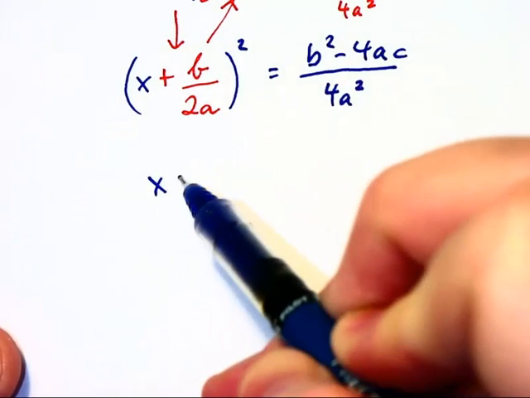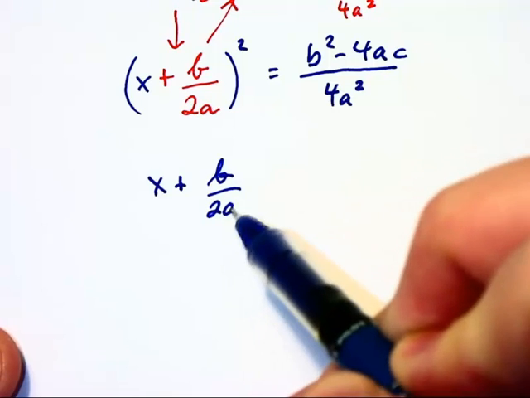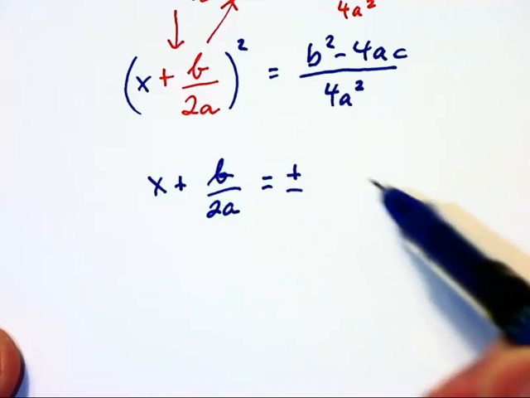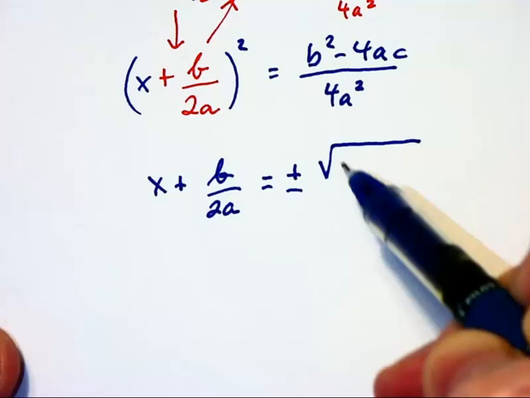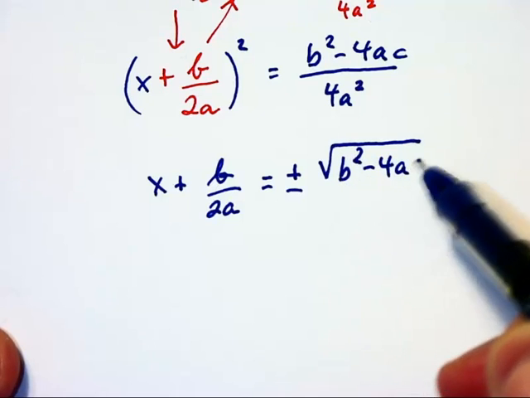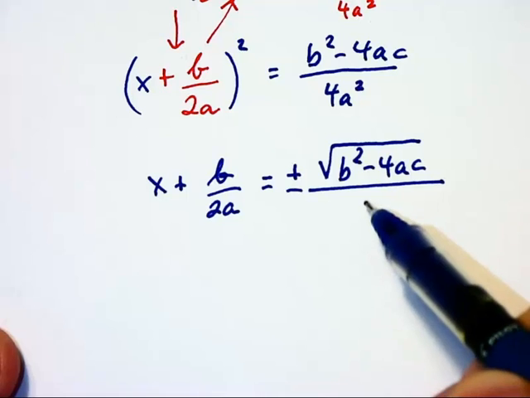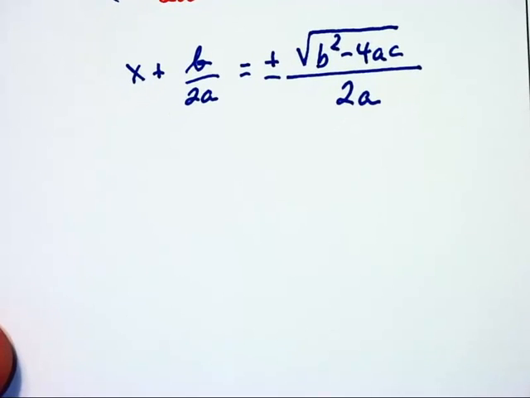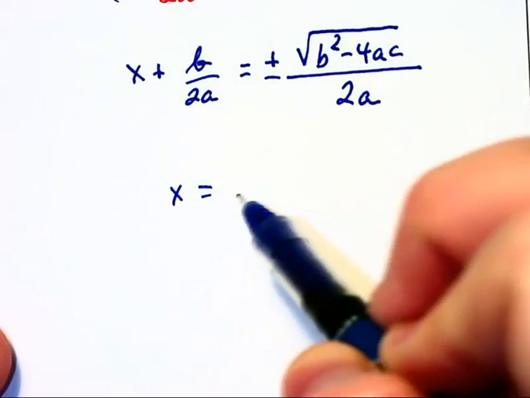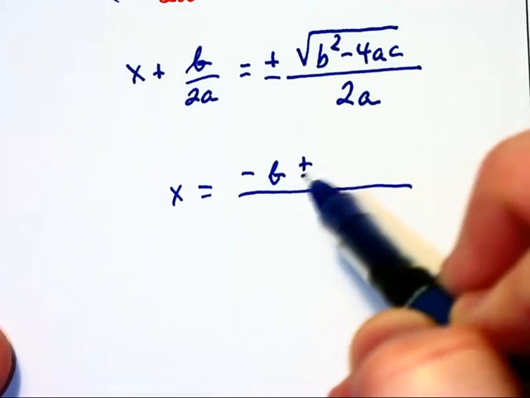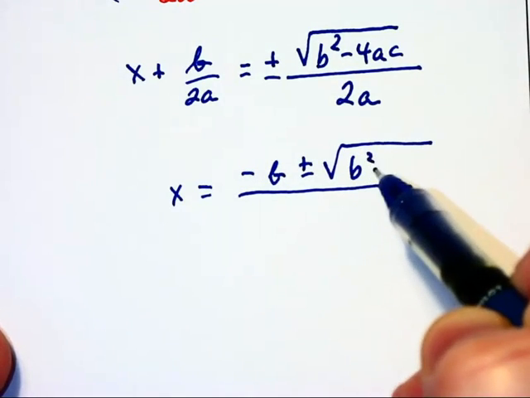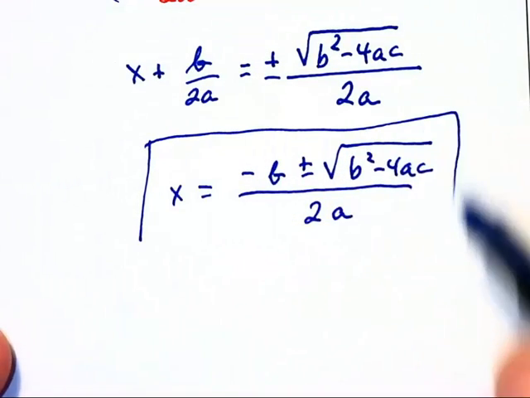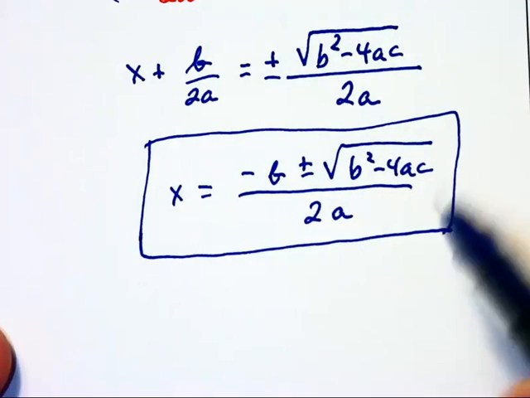On the left, we will have x plus b over 2a, technically in absolute values, but when we take the absolute values off, we'll have a plus or minus sign on the right hand side. The numerator will be the square root of b squared minus 4ac, and the denominator is a perfect square and becomes 2a. Now all we need to do is subtract the b over 2a off of each side, and we will have negative b plus or minus the square root of b squared minus 4ac all over 2a. And that right there is the quadratic formula, which you'll want to memorize.